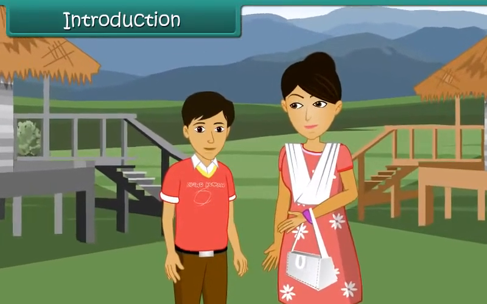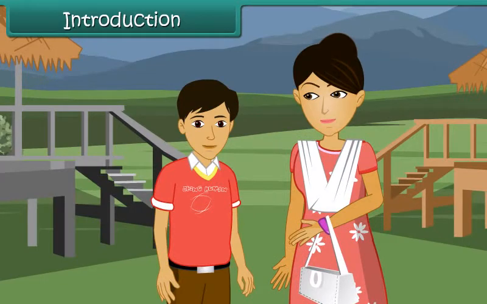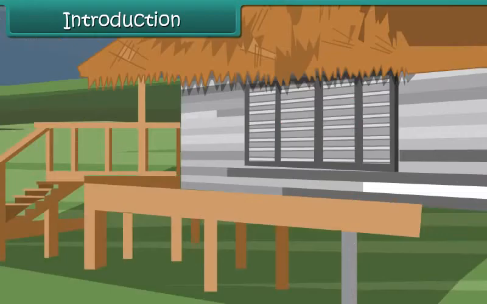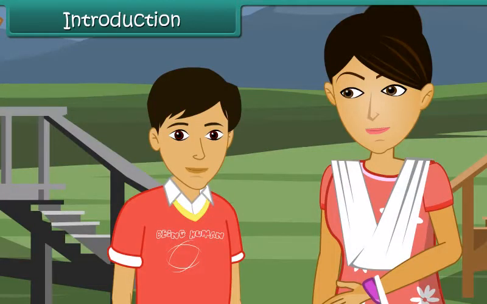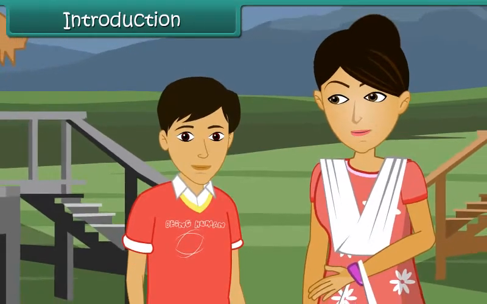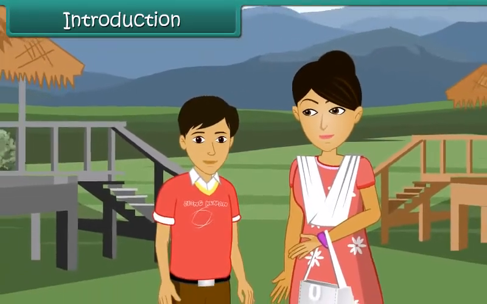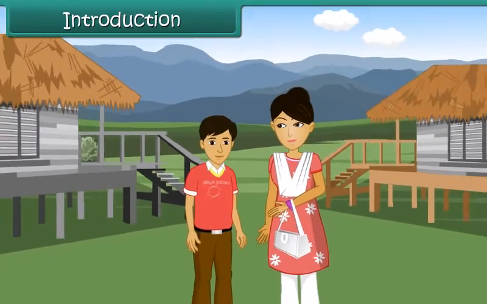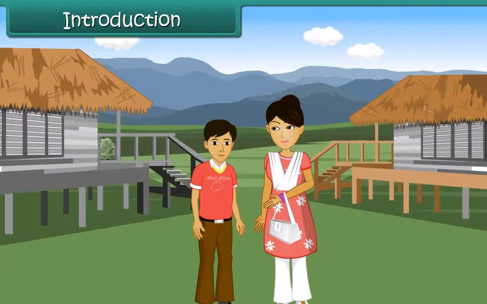Hrithik is on a vacation to Meghalaya. He finds that most houses are built at some height from the ground with the help of a few pillars. He asks his mother the reason for it. His mother explains that the state receives heavy rainfall every year. So in order to prevent rainwater from entering and damaging them, the houses are built on stilts.